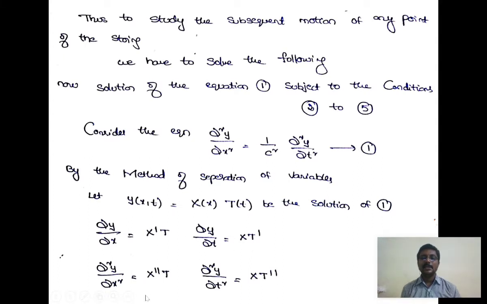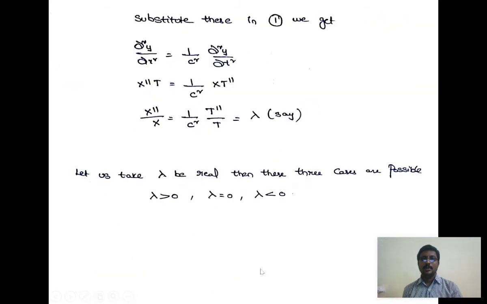Again differentiating with respect to x and again with respect to t, we get del squared y by del x squared and del squared y by del t squared. Substituting these values in equation 1, we get del squared y by del x squared is 1 by c squared into del squared y by del t squared. Del squared y by del x squared is X double dash T, and 1 by c squared into del squared y by del t squared is X into T double dash.